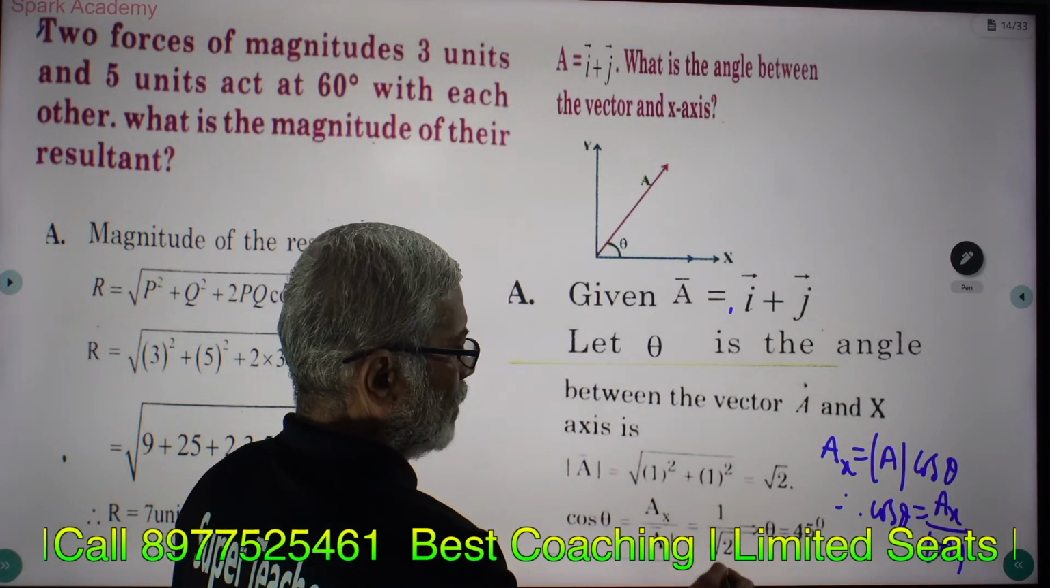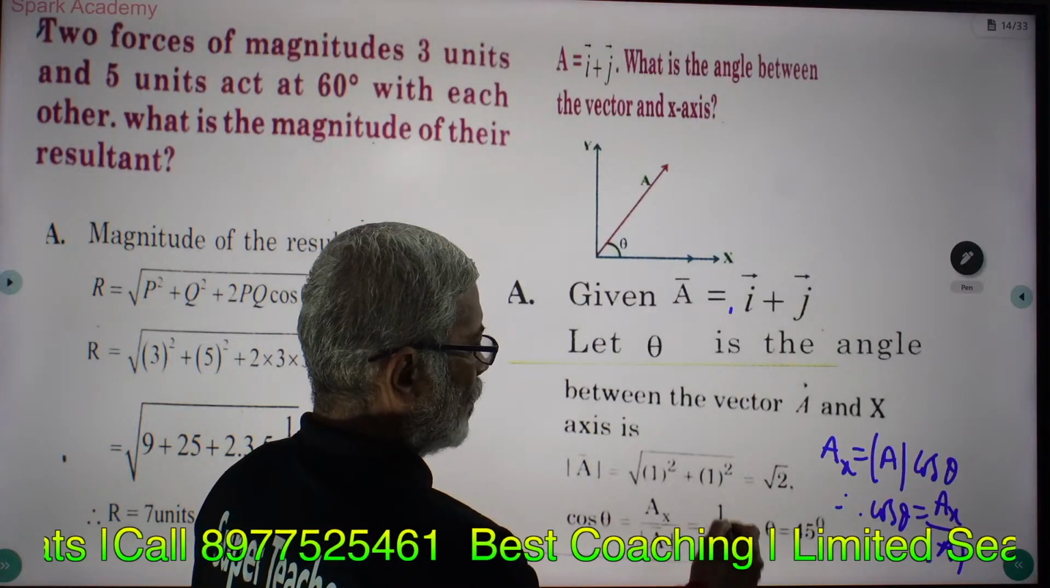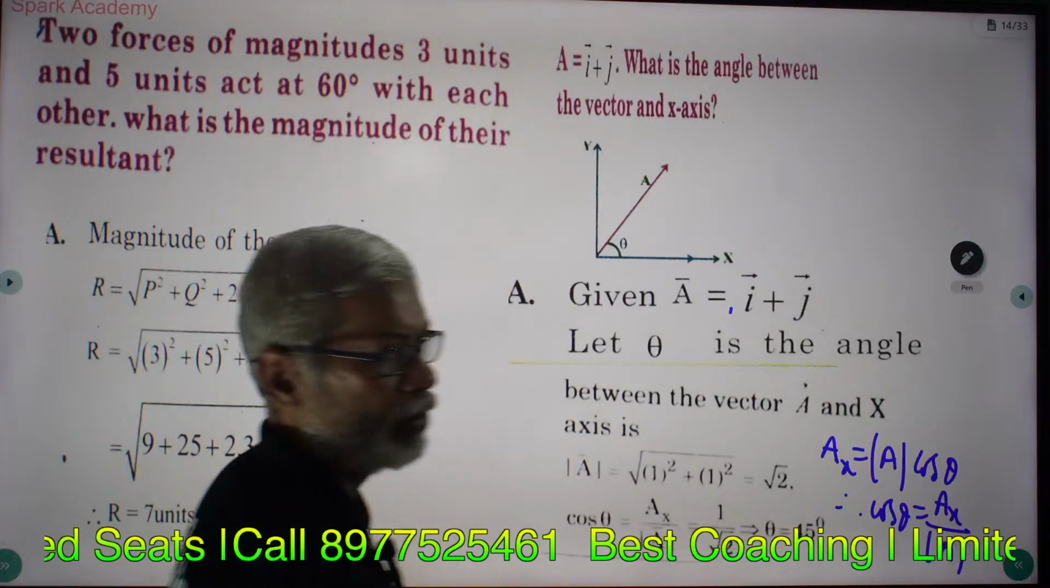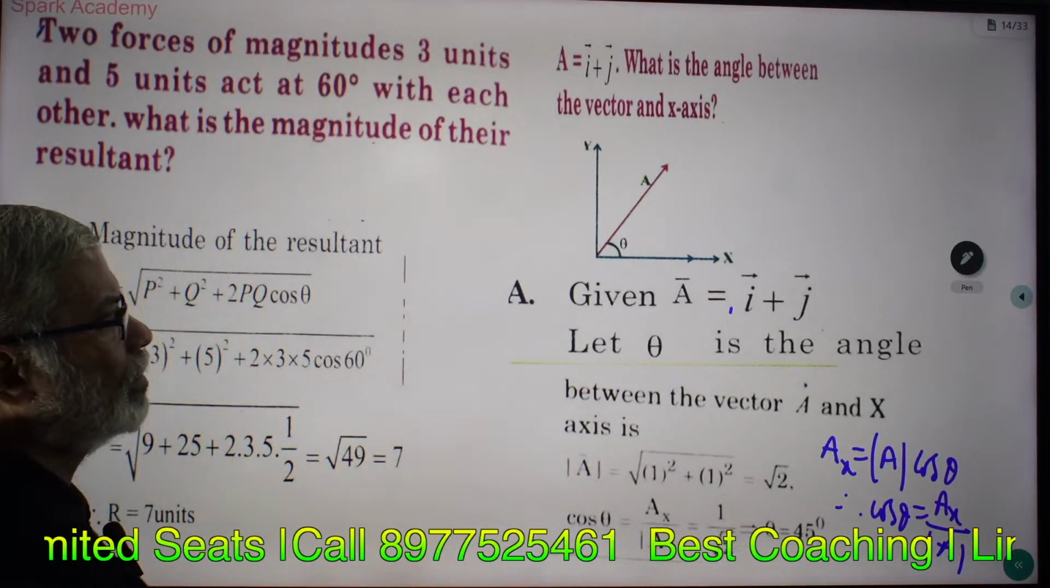The magnitude of a is root 2. So if cos theta is equal to 1 by root 2, that means theta, you know cos 45 is 1 by root 2. So the answer is theta is equal to 45 degrees.